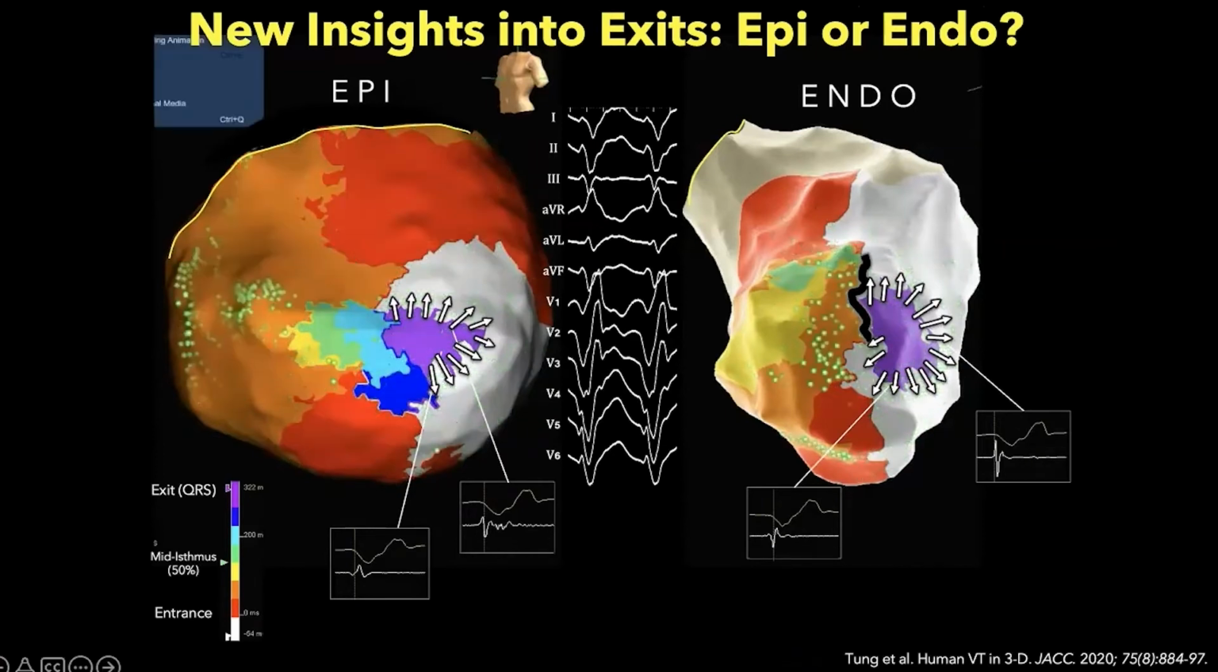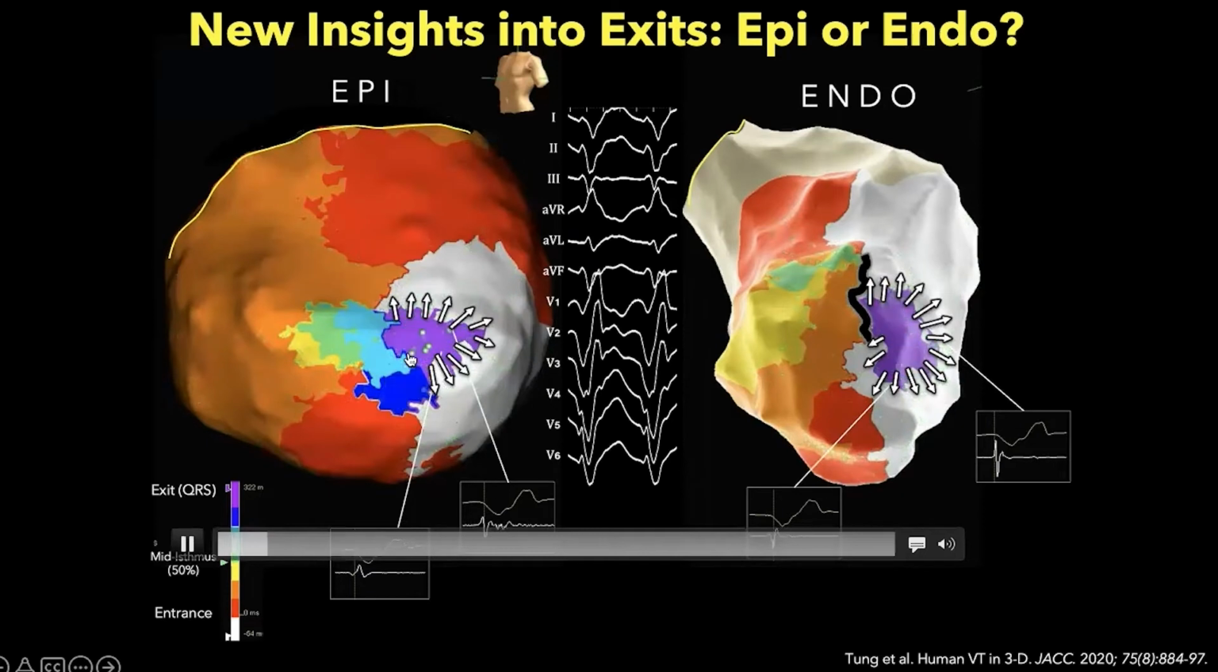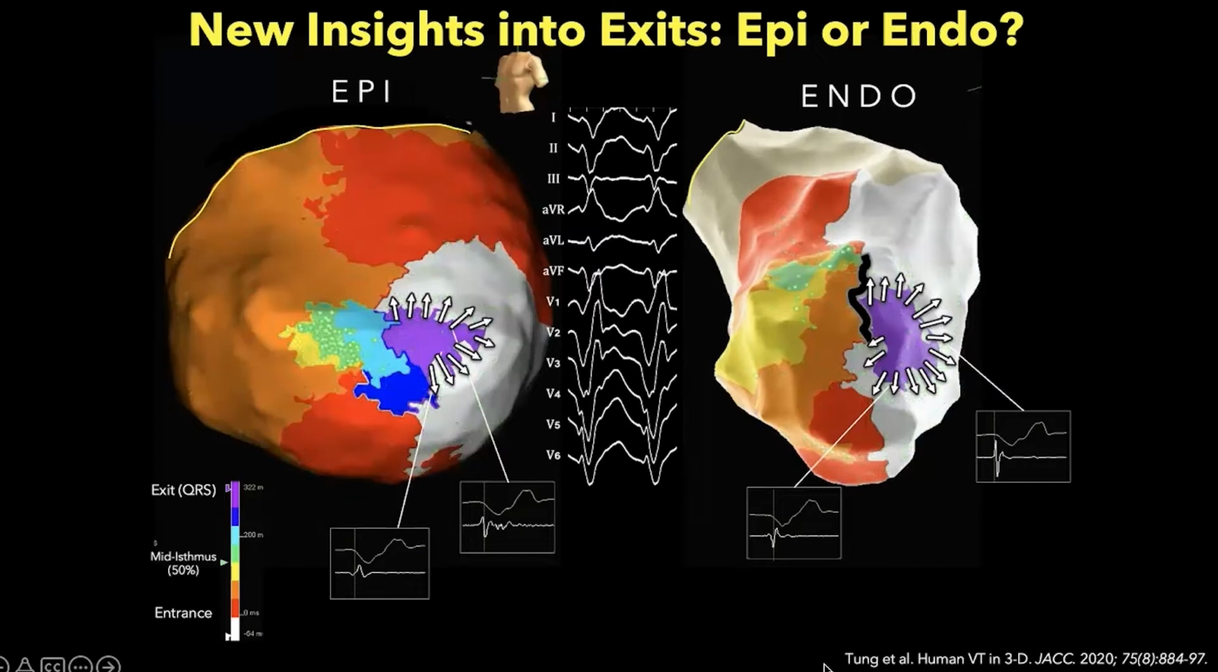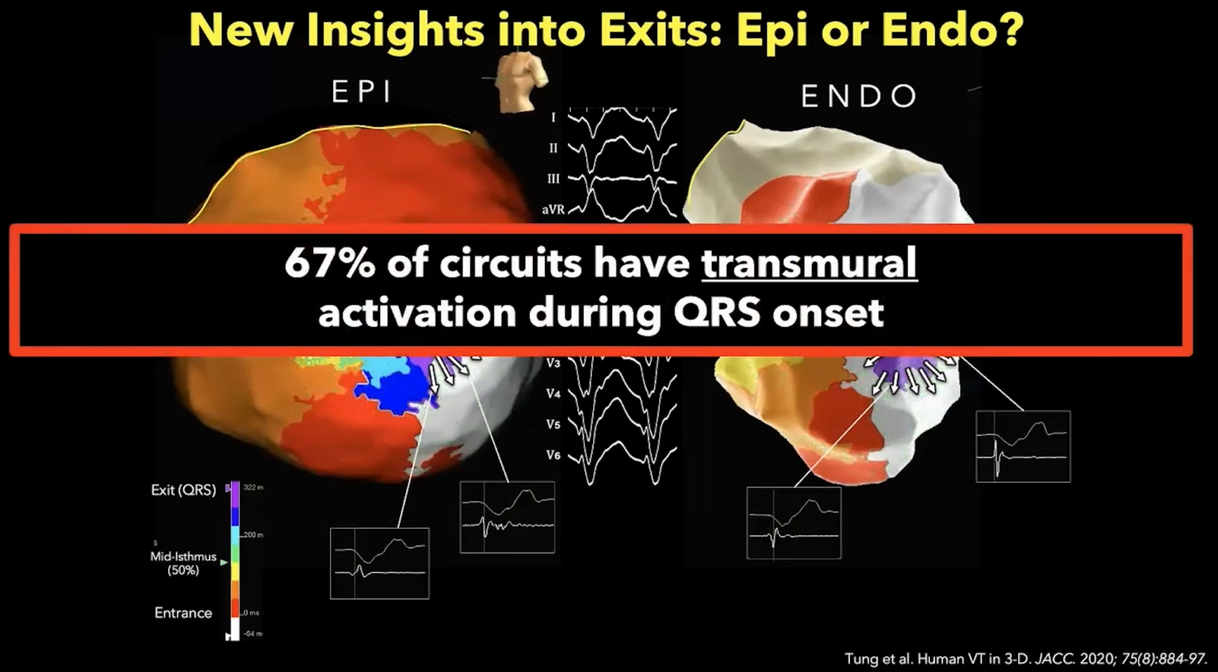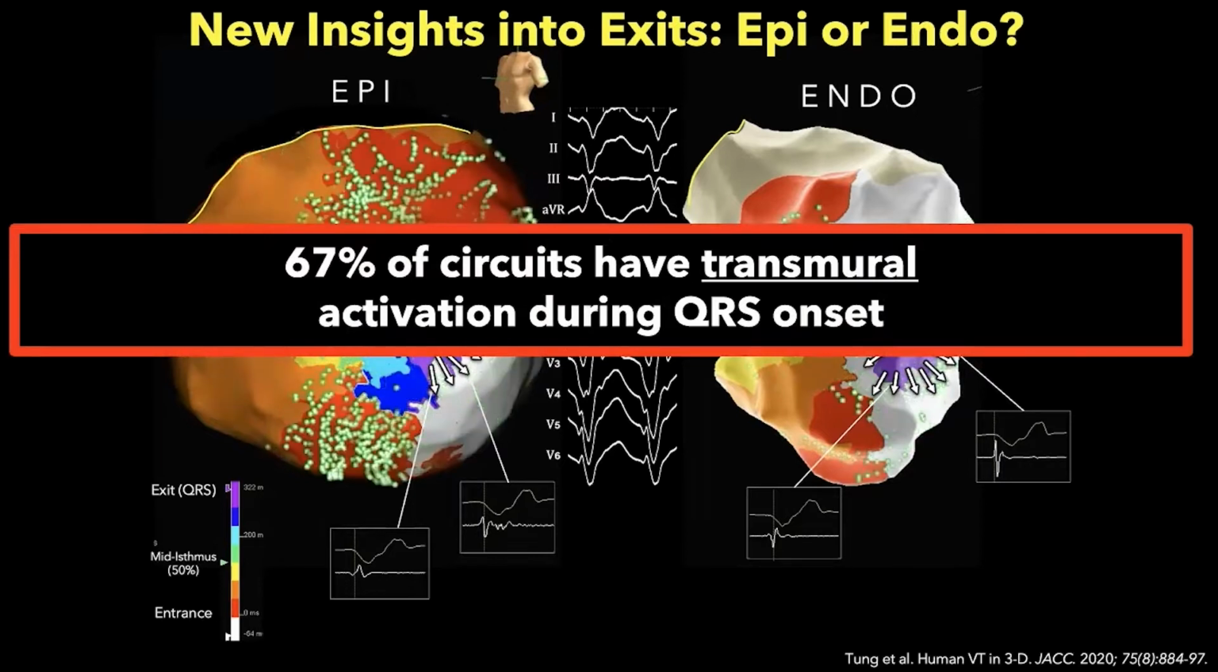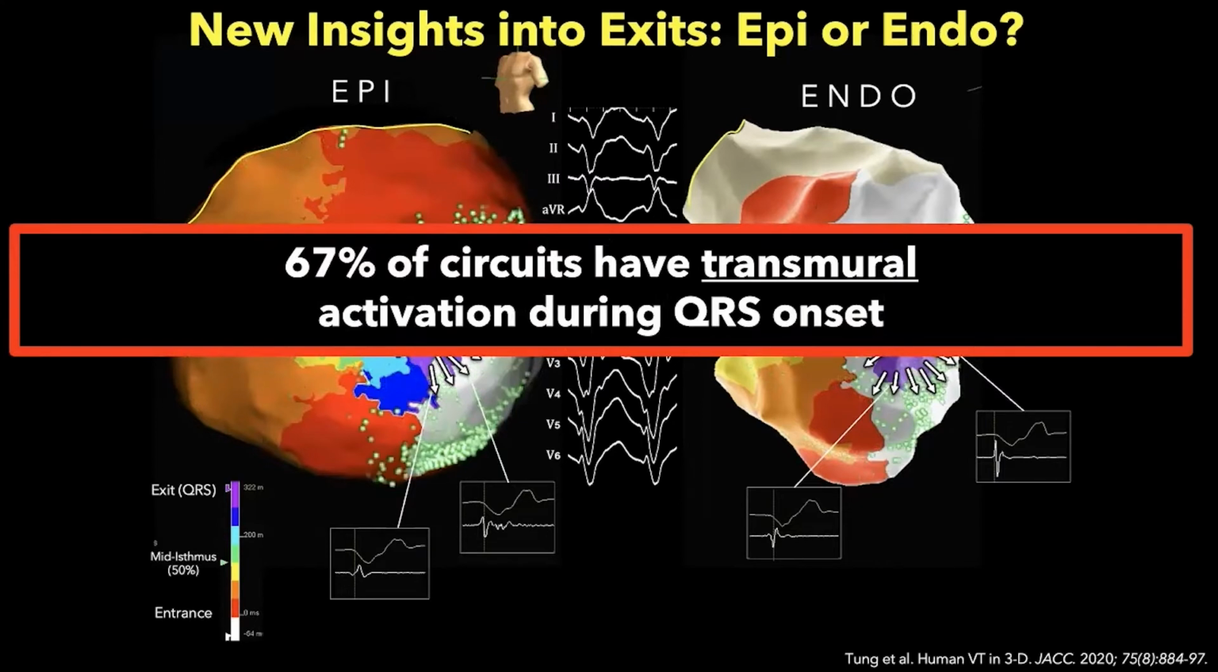And here you have more of the VT circuit on the epicardium in an ischemic cardiomyopathy patient. And here you have less of the circuit, but you still have critical isthmus. You're missing a component here with an activation gap, but you've got exit on both surfaces. We found that 67% of circuits have transmural activation during QRS onset based on high density mapping. This is relevant because the binary system of epi versus endo might not be biologically accurate. The majority of circuits propagate in both surfaces and they break out broadly on both epi and endo.